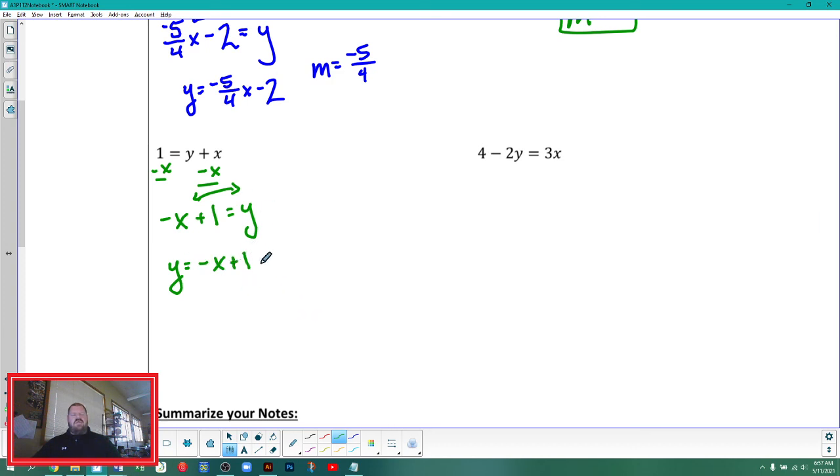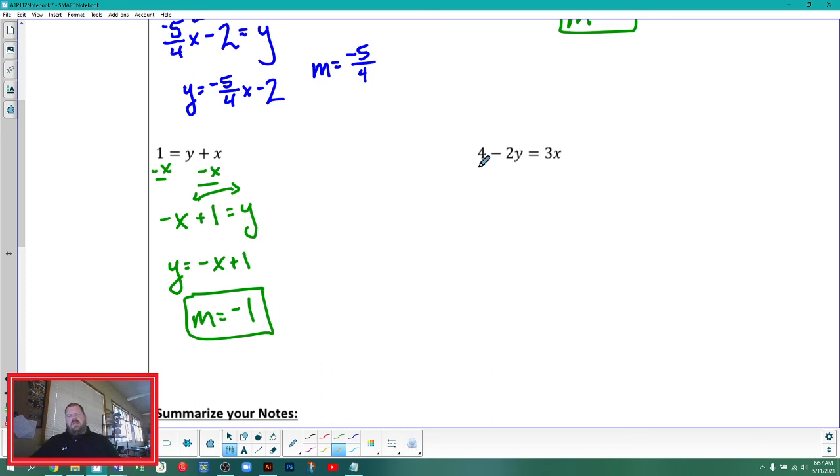The biggest thing I want you to feel comfortable with out of this class is the idea of moving things around. Okay, that's a huge skill to have in any math class. And then what number is being multiplied by x? Well, it's a negative. Negative what? Negative 1. And there we go.